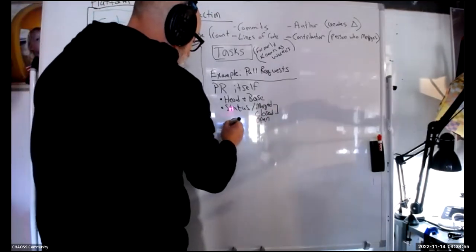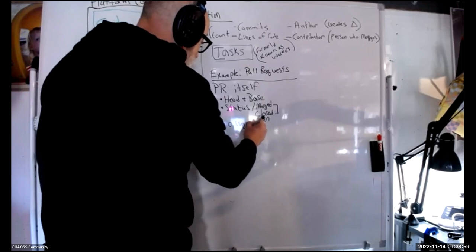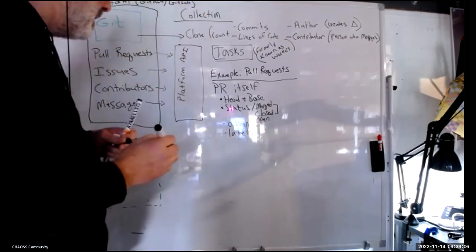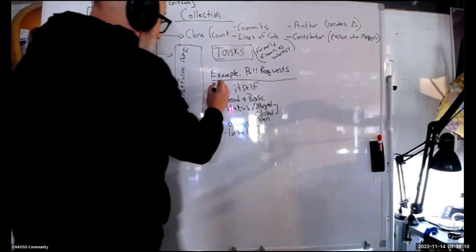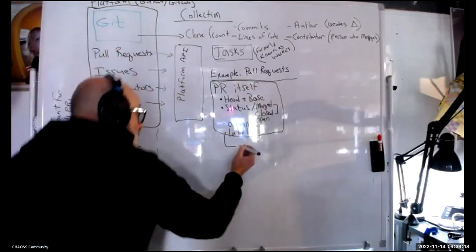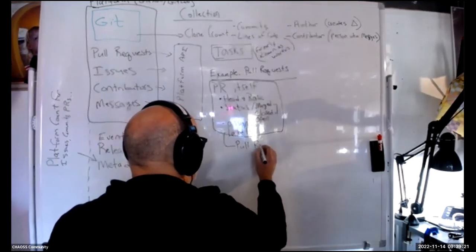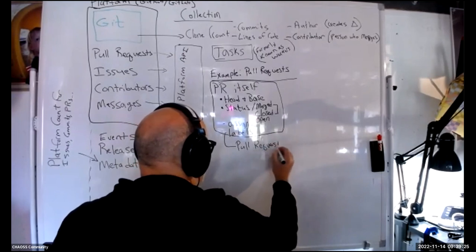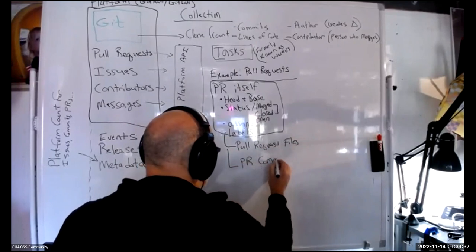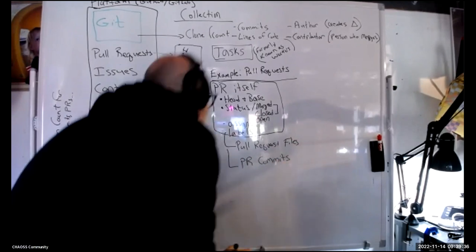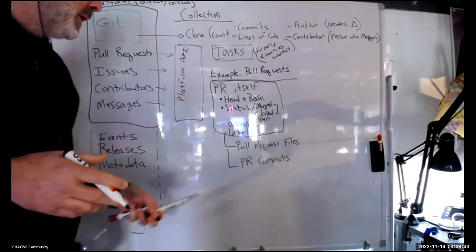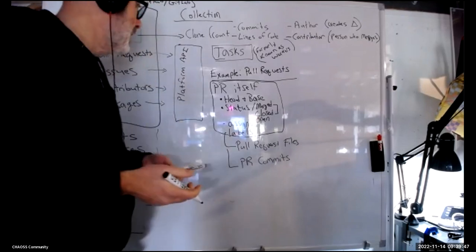It also includes things like assignees, labels, and some other metadata reflected in the tables that may not be occurring to me right now. And then for each of these pull requests and all of the things about it, there are pull requests, files, and commits. So a pull request isn't just one table, but it's all the things about a pull request.